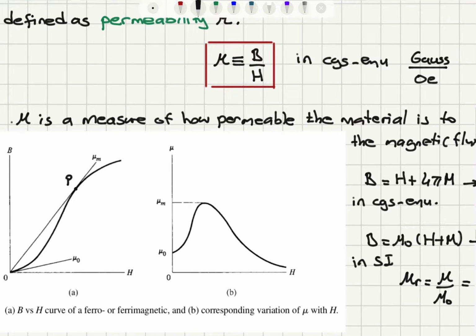Now, if you look at the slope at the beginning, you have the initial value. So instead of mu 0, let's call this mu initial. And we see that in a typical behavior in the initial magnetization curve of a ferro or ferri magnet, the permeability increases and then it decreases.